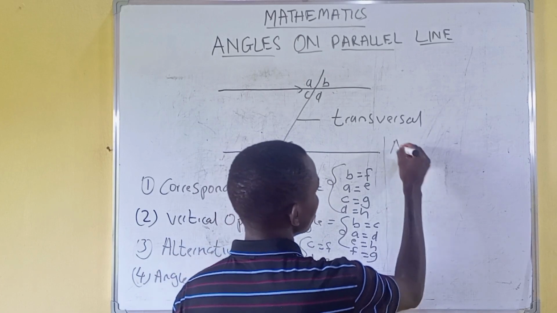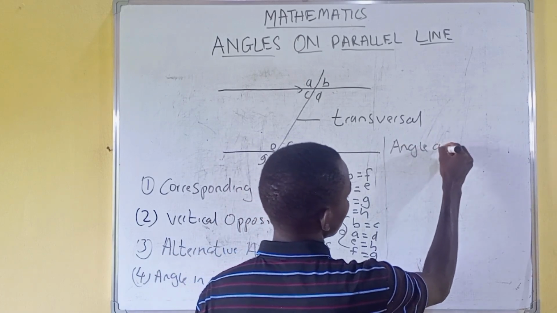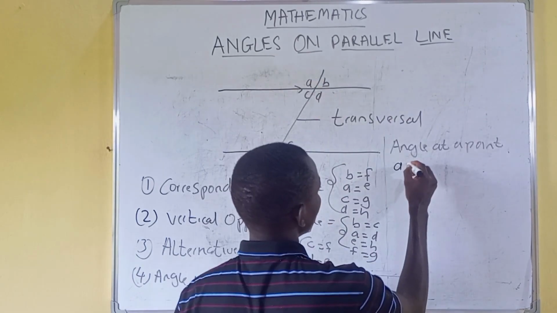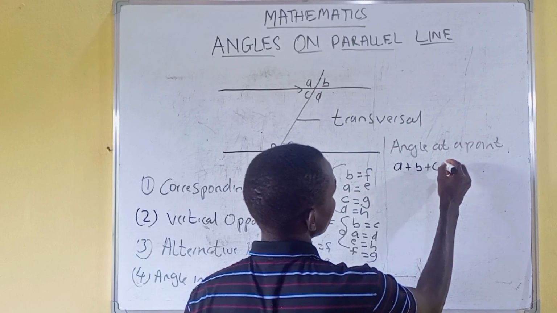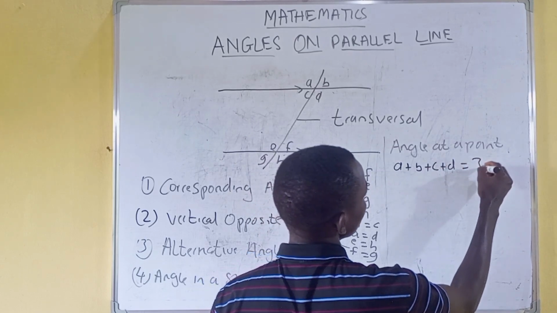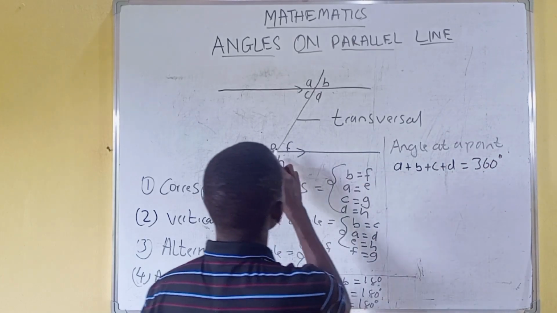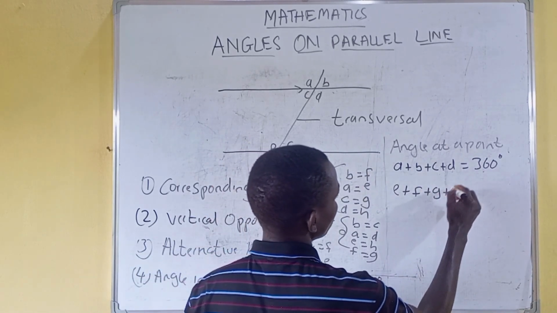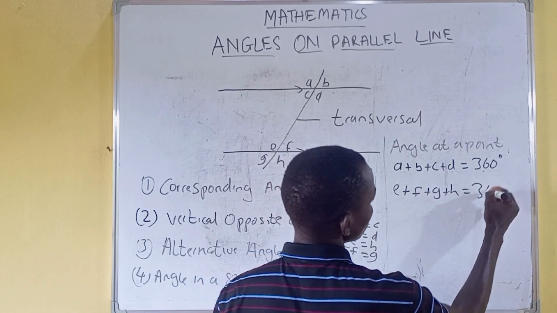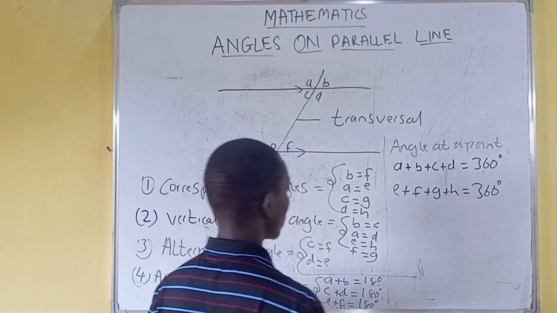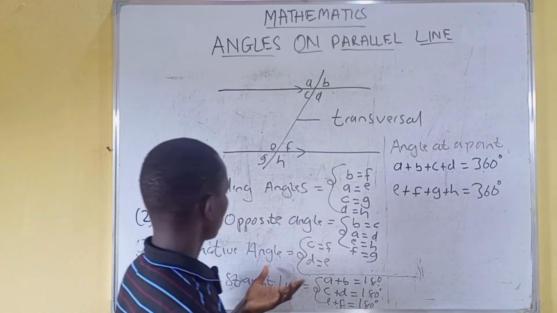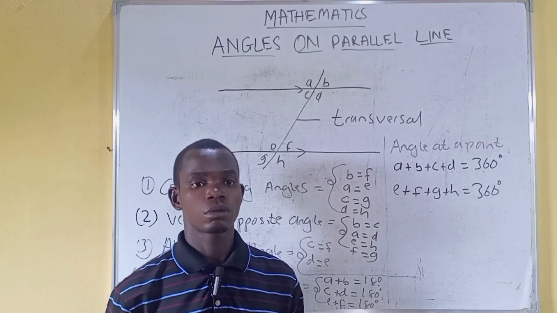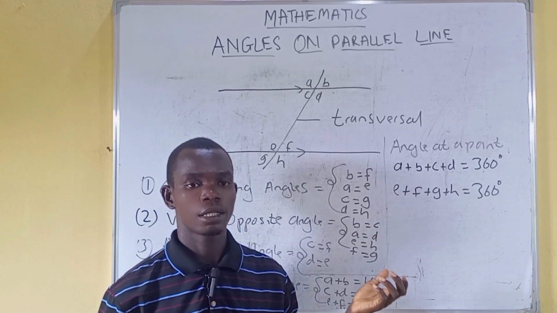The fifth one, which is angle at a point: A plus B plus C plus D is equal to 360 degrees. Therefore, E plus F plus G plus H is also equal to 360 degrees. With these 5 major angles, we can calculate any question on angles on a parallel line.